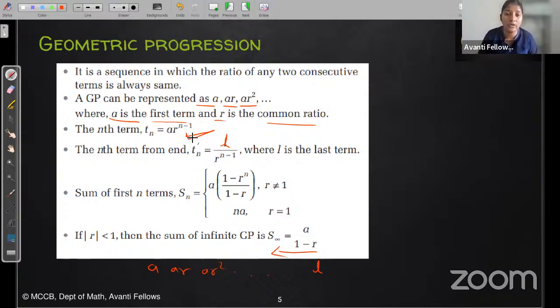Well, you have to remember these formulas, okay? Even the arithmetic progression formulas and geometric progression formulas. We're going to make use of them in the problems. So please do remember them.